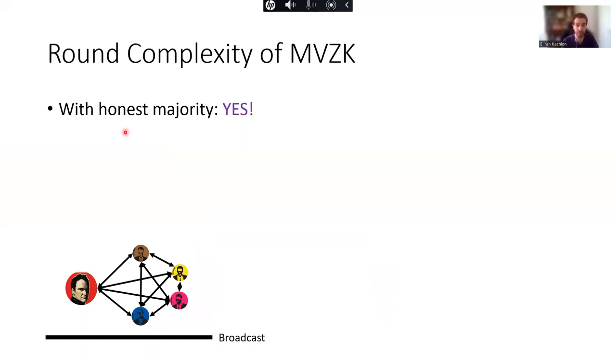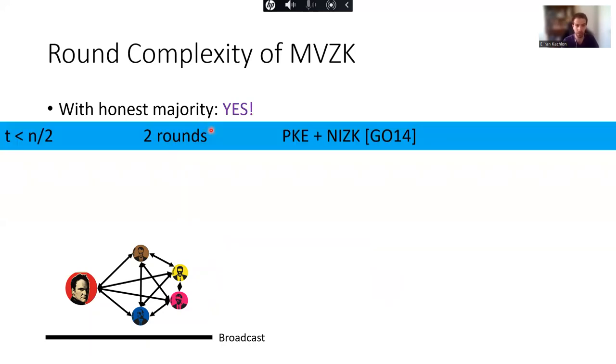On the other hand, if there exists an honest majority, then there exists a two-round protocol. And this protocol is implicit in the work of Groth and Ostrovsky, and it can be achieved from public key encryption and non-interactive zero knowledge. And this protocol has this nice feature that the first round is independent of the inputs. So the players can execute the first round even before the prover knows the statement and the witness, which are only required for the second round. But as you can see, the assumptions required for this protocol are essentially the same as for non-interactive zero knowledge, or even stronger because we require public key encryption.